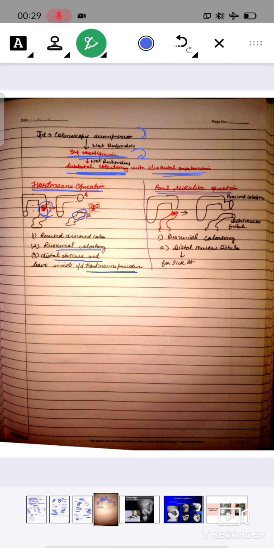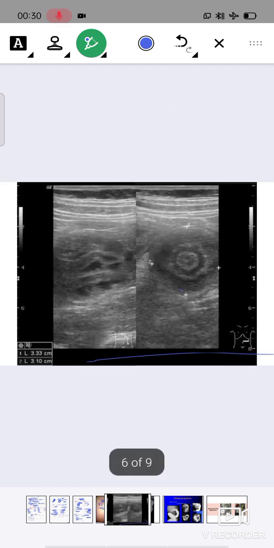In the Paul-Mikulicz operation, a proximal colostomy must be done, and after that a distal mucous fistula must be formed. So basically there are 2 openings in the Paul-Mikulicz operation, and in Hartmann operation there will be a single opening.